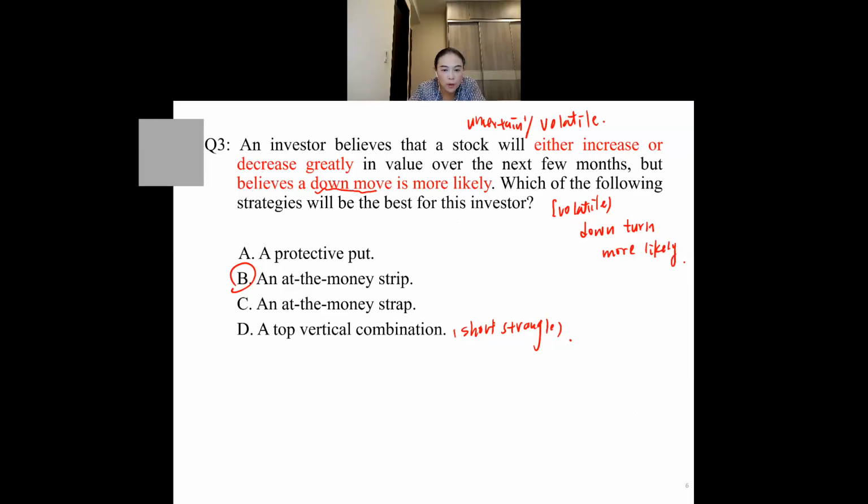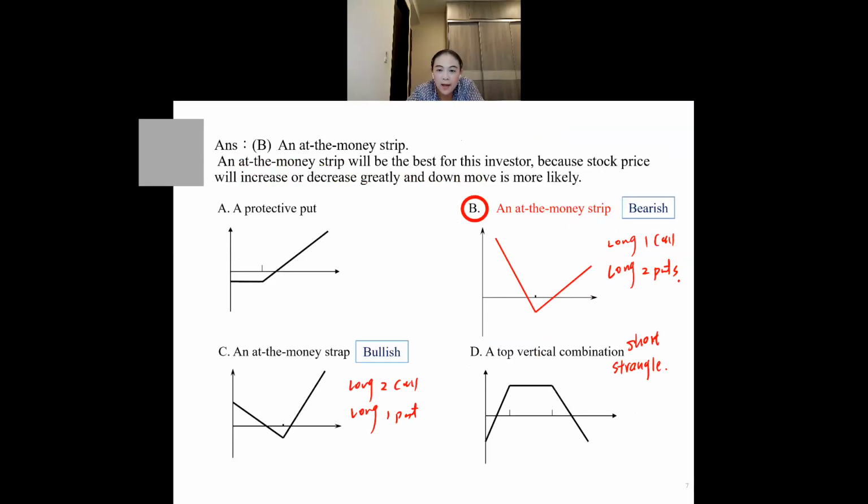So in this scenario, we should take a strap strategy, right? So long a strap strategy. Take a look at the strap, which is B. You long one call, but you long two put options. So this strategy allows us to earn more when the market is going down. So this actually expresses our point of view. The answer is B here.